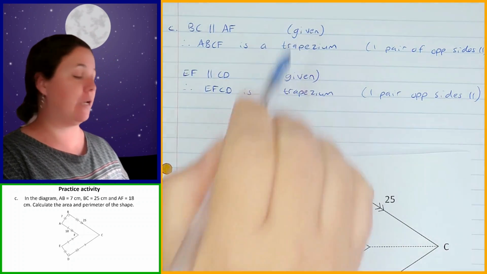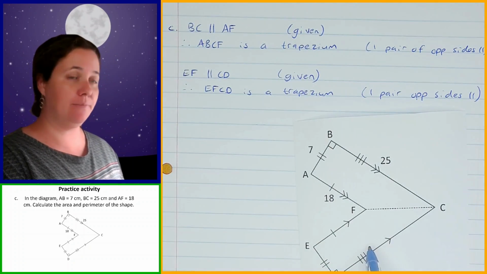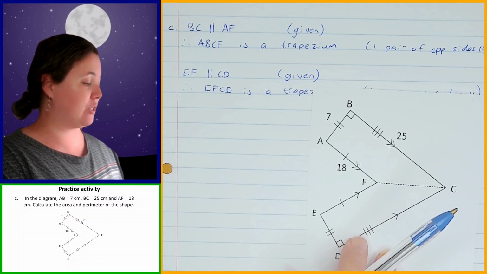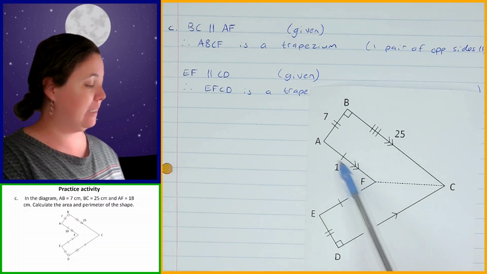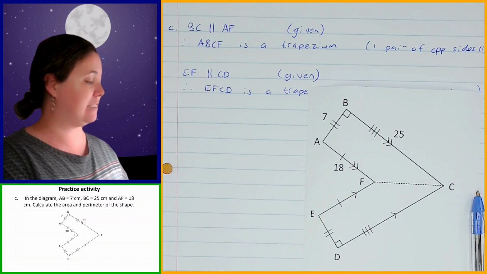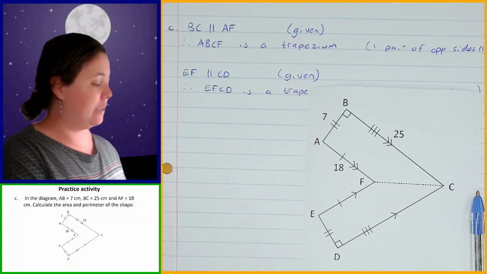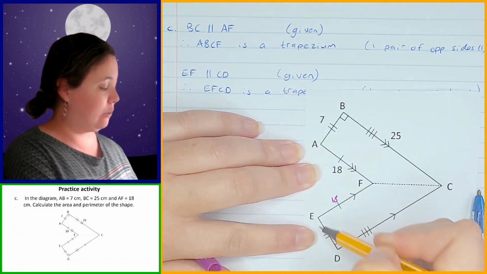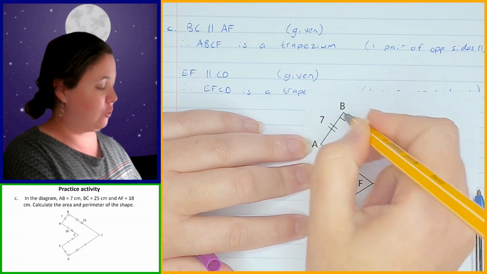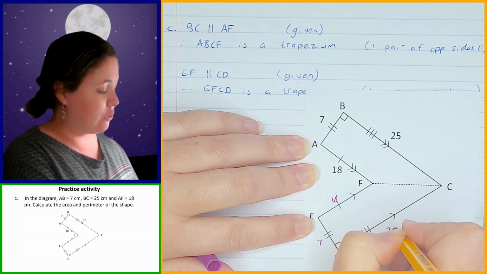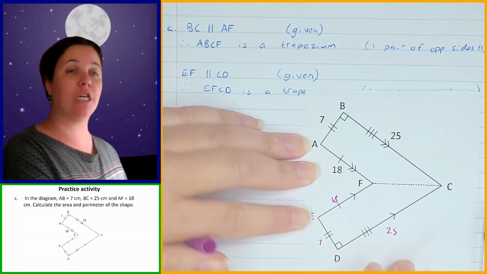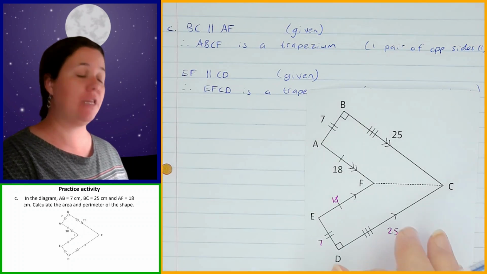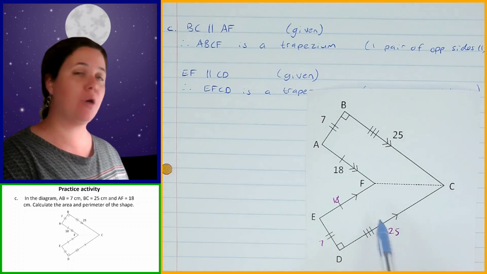Okay, so now that I've identified both of these, I can now go and work out my area and my perimeter. So if you look over here, they've told me that this is equal to that. So if this is 18, then this side over here is also 18. They've told me that these are equal, so this is also 7. And they've told me that these are equal, so this is also 25. So I've got the lengths of all the sides, so I can work out the perimeter because I already have all the lengths.